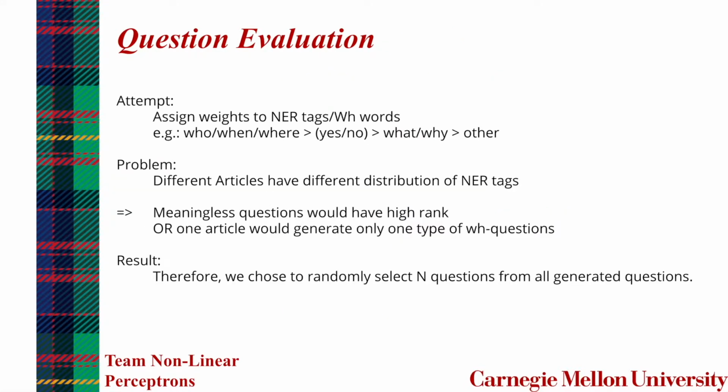After we could generate questions from raw text, another thing we need to do is to evaluate these questions and select the more meaningful ones. One innovation we attempt here is to assign weights to WH words as well as yes-no questions. And we figure out that those questions started with who, when, or where are more meaningful than those started with what or why, since the answers for latter types of questions would be more ambiguous. However, after we built this kind of evaluation, we found that different articles have different distribution of NER tags, which led to skewed WH words. In these cases, the so-called meaningless questions started with what or why would have higher rankings, or even one article would generate only one type of WH questions. Therefore, we chose to generate all possible questions from one article, save them into one list, and randomly select n questions from them.